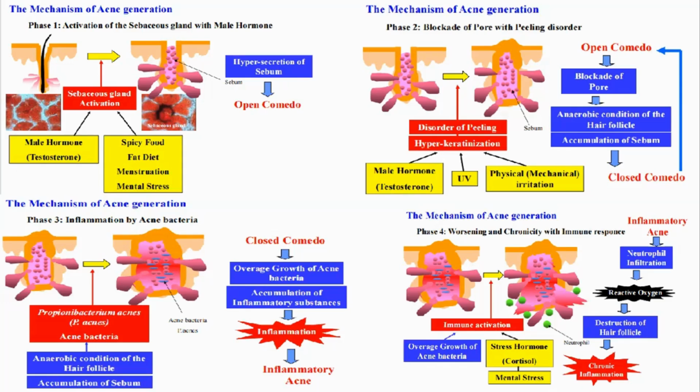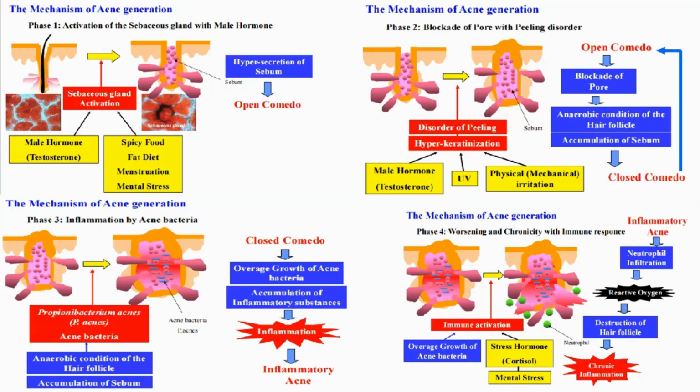Another phase of acne generation is the inflammation by acne bacteria. That is mainly because of the accumulation of sebum. How does accumulation of sebum happen? One way is through the anaerobic condition. When there is lack of oxygen for hair follicles, sebum gets secreted, due to which there will be acne bacteria called Propionibacterium acnes, P. acnes in short form. Such acne bacteria grow in larger numbers.